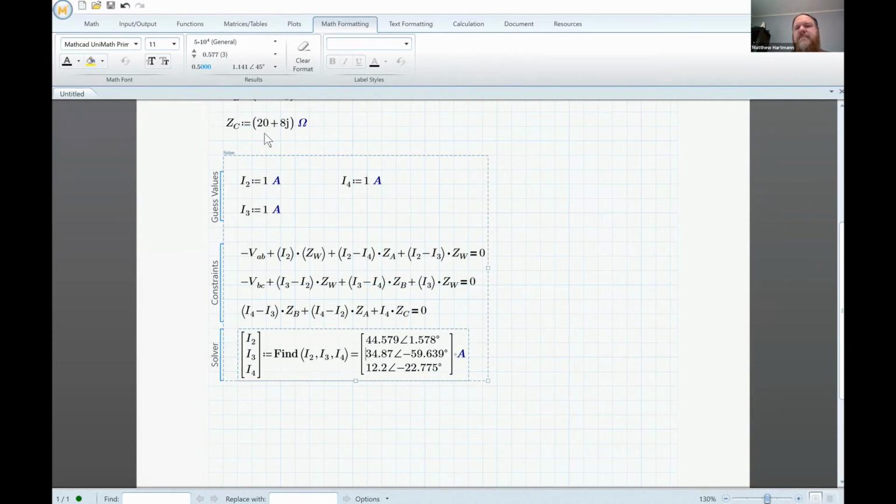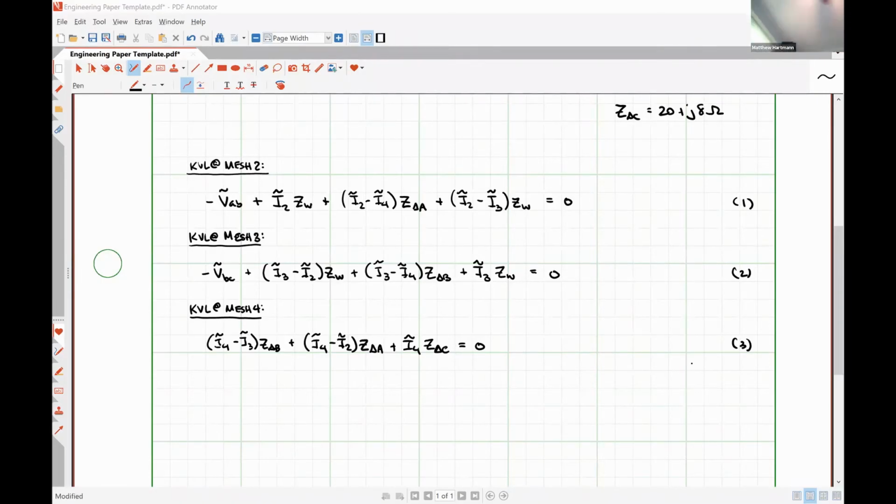Let's cycle back to the, can you see the engineering pad thing? Or do you see the MathCAD? Just the MathCAD for me. Okay. Reorganize everything so I can see that. So solving.